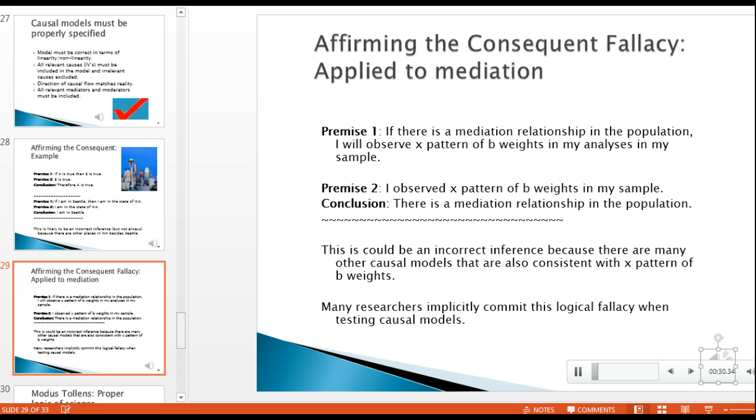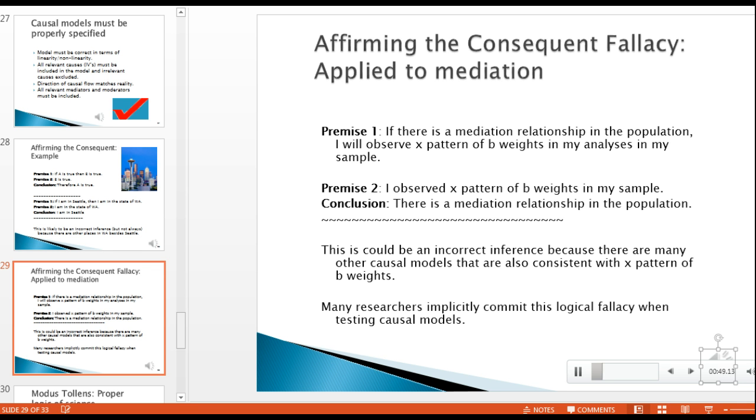So I'm going to run this test. I'll observe this pattern of findings. Premise 2, I actually observed this exact pattern that I was looking for. Conclusion, I will say that there is this proposed mediation in the population.